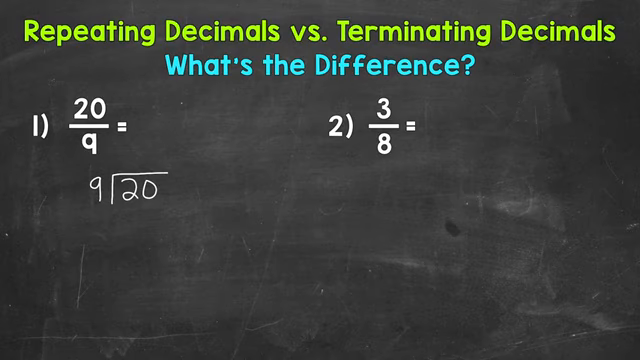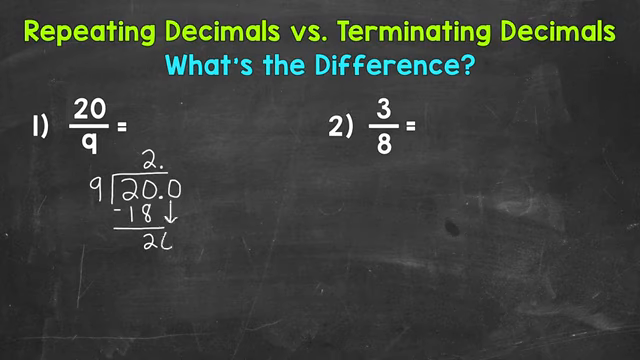terminating. 20 divided by 9, how many whole groups of 9 out of 20? Well, 2. 2 times 9 is 18. Subtract, we get 2. Now we want this in decimal form, so we place our decimal, bring it straight up, and use placeholder zeros to continue our division process. Remember, we're looking for a clean-cut zero here. That will tell us that we have a terminating decimal. A repeating decimal will continue on forever, and you'll see a pattern. So let's see what happens here.